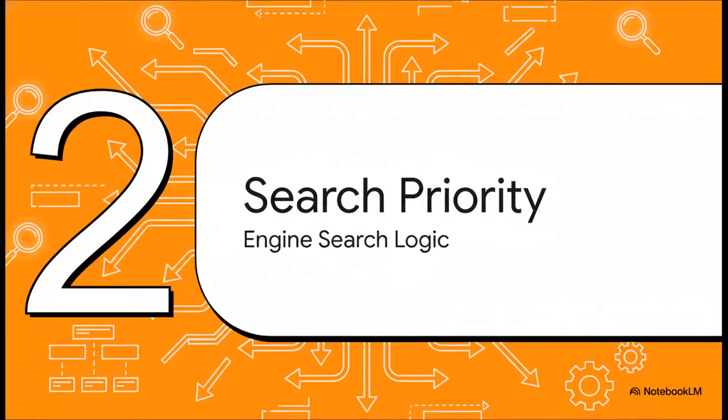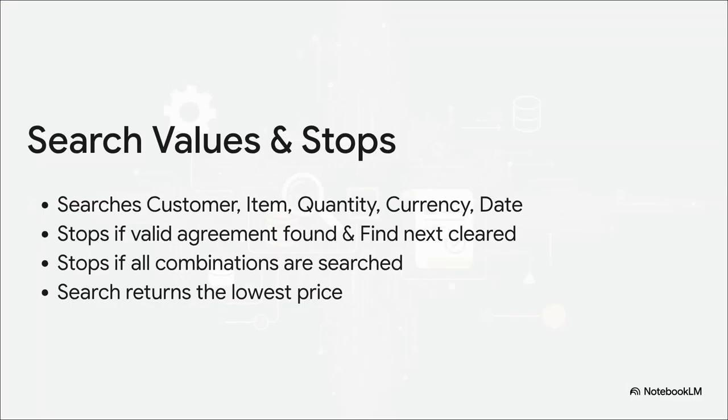Moving on to Section 2, Search Priority and Engine Search Logic. Now, consider what actually happens when a user asks the system for a price. The moment that request hits an order line, the engine runs a really strict checklist. We're talking customer, item, dimensions, quantity, unit, currency, and date. And it stops the exact moment it hits a valid agreement with the Find Next option cleared, or when it just totally exhausts all its options. Oh, and if it finds multiple valid matches within a combination, the lowest price always wins.